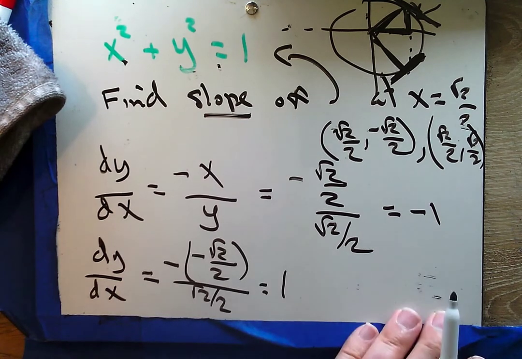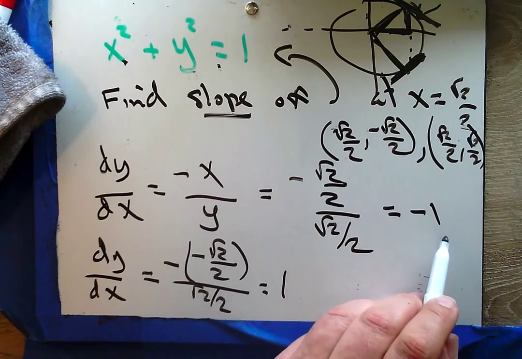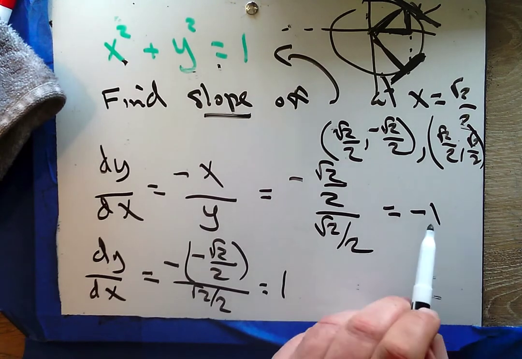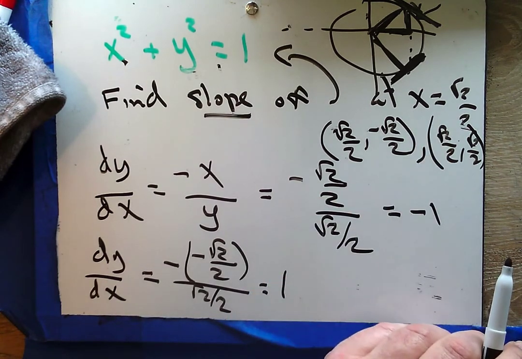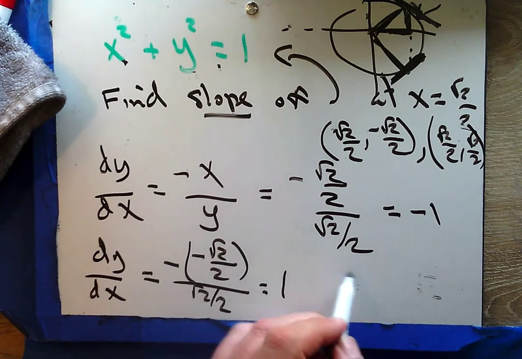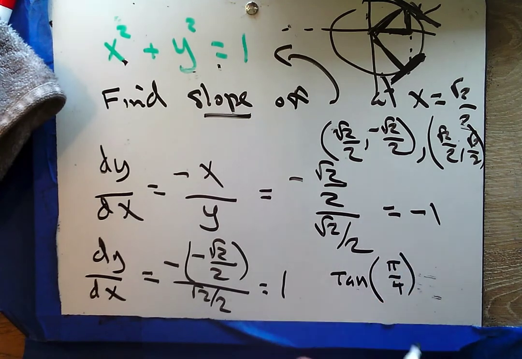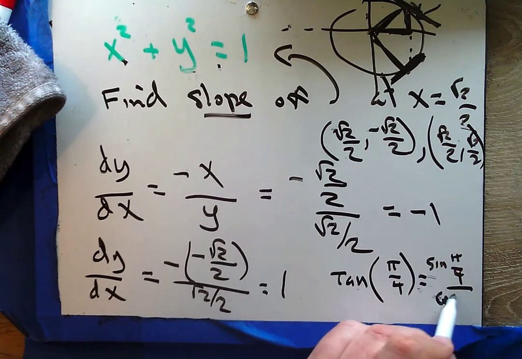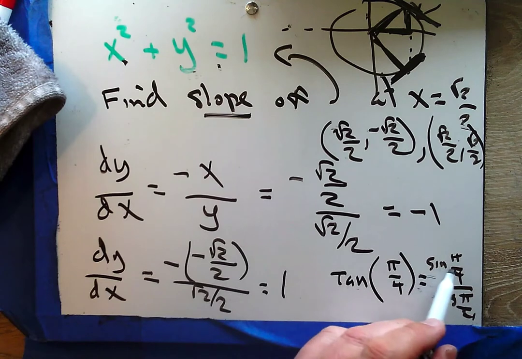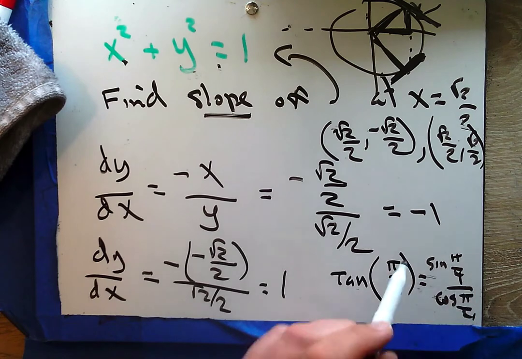But wait, I gotta ask you this other question. Ready? Didn't we know something last semester in trig about negative 1 or positive 1 for the pi over 4s? Let's ask this question. What's the tangent of pi over 4? Well, it's the sine of pi over 4 over the cosine of pi over 4. And that's root 2 over 2 over root 2 over 2, and that's positive 1. Huh. That's very interesting.